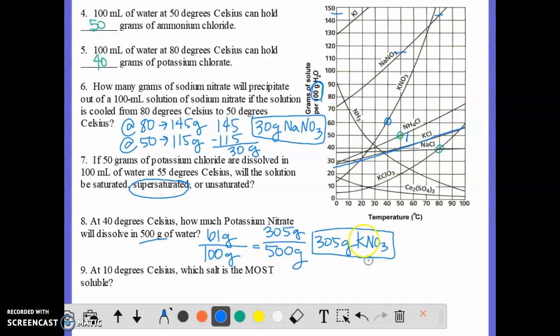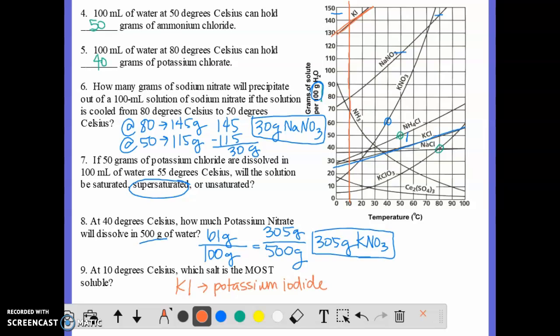So at 10 degrees Celsius, let me go to a different color here. At 10 degrees Celsius, we're going to see which one is the most soluble. Wow, we've got a curve all the way up here. There's nothing above that at 10 degrees Celsius. So potassium iodide, KI, is the most soluble at 10 degrees Celsius.